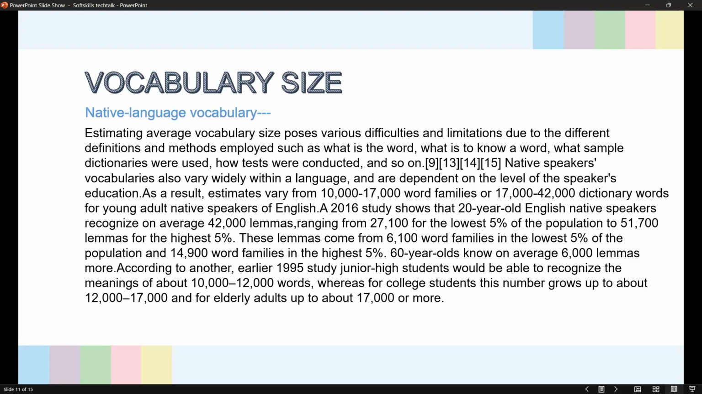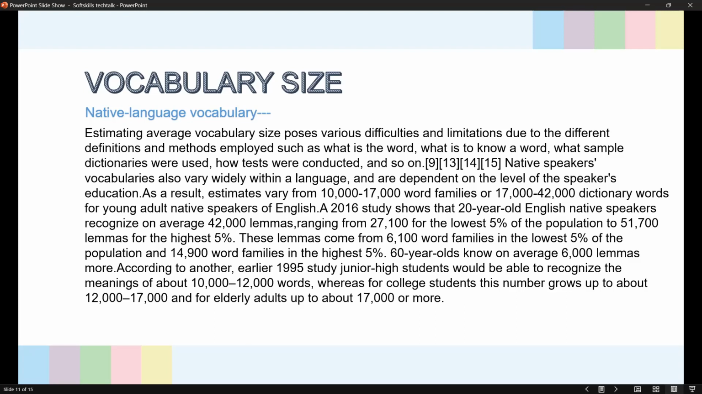A 2016 study shows that 20-year-old English native speakers recognize on average 42,000 lemmas, ranging from 27,100 for the lowest 5% of the population to 51,700 lemmas for the highest 5%. These lemmas come from 6,100 word families in the lowest 5% of the population and 14,900 word families in the highest 5%. A 60-year-old knows an average of 6,000 lemmas more.